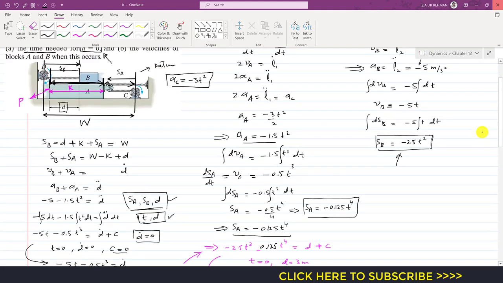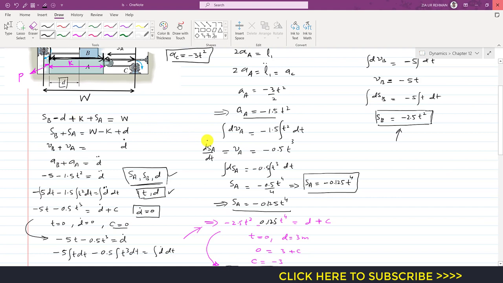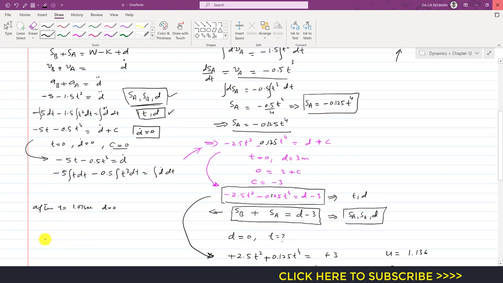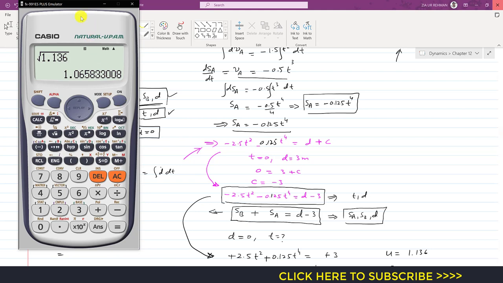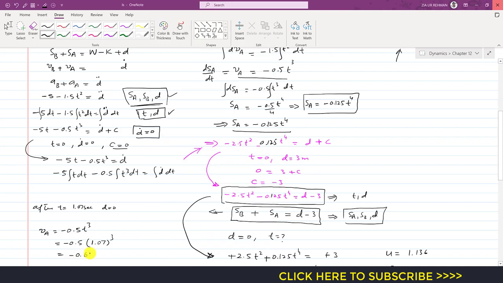Now in the second part of the problem, we are required to find the velocities of block A and block B. We know VA is minus 0.5 t cube. So VA is minus 0.5 times t cube, where t is 1.07, to the power 3. So minus 0.5 into 1.07 to the power 3 is minus 0.613 meter per second, right?